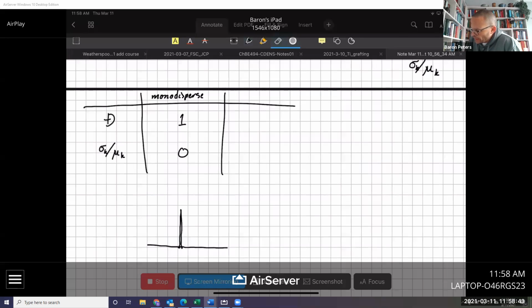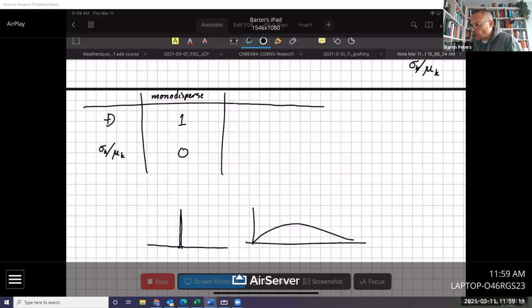And for a broad distribution, that would look something like the Schulz-Flory, for example. The Schulz-Flory happens to have a dispersity of 2. If you go through and compute this thing, it ends up giving you 2. But the Schulz-Flory is not considered a broad distribution. That would be one more like a log normal or a power law distribution, which would have a number much, much greater than 1. And this also becomes much, much greater than 1. So you can compute one from the other.